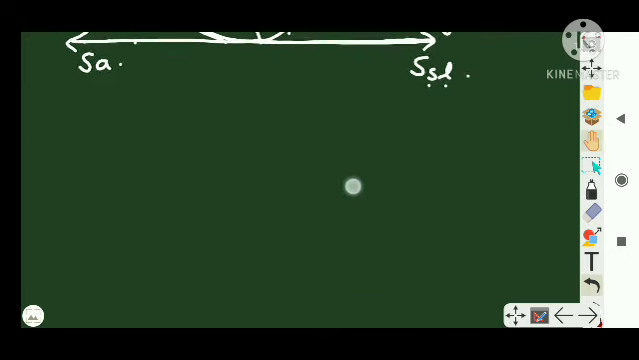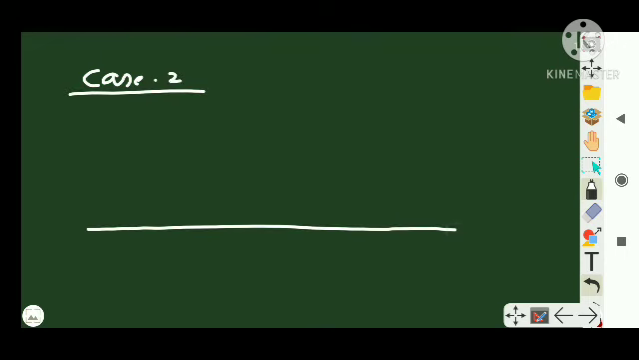Similarly, when spreading happens, case 2, this is what is drawn in your textbook. That's why I am taking it exclusively in the form of that figure itself. Case 2, when spreading, same. This is SSL.